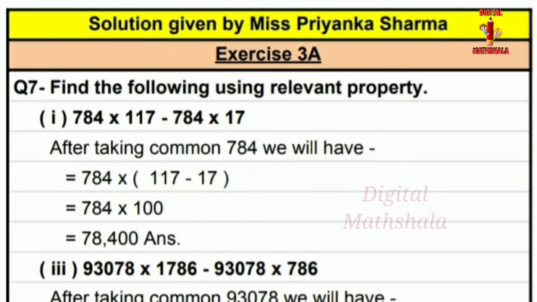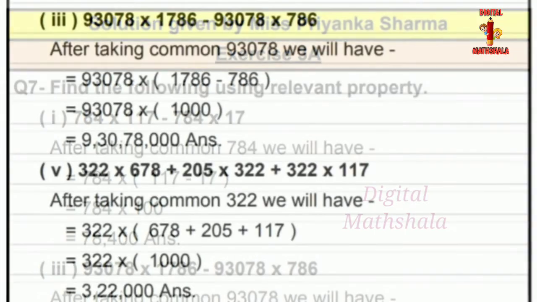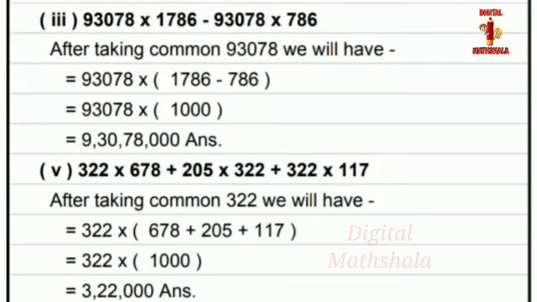Now we will see the next part, part number 3. So in the third part, these numbers are given. 93,078 multiply with 1,786 minus 93,078 multiply with 786. So here you can see in the first part 93,078 is given, and in the second part also it is given. So we will take common.